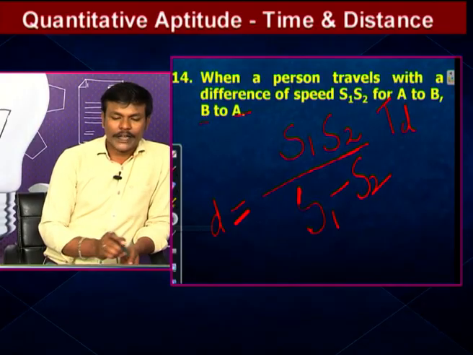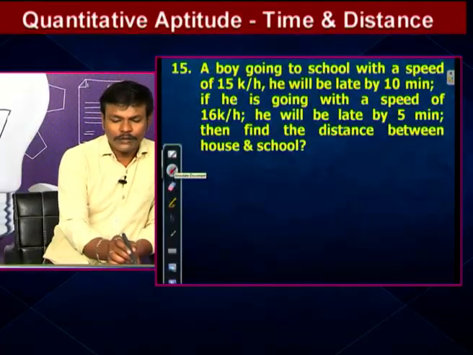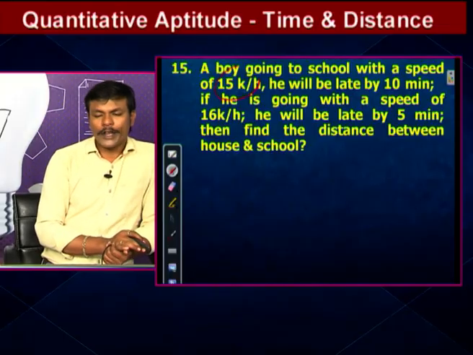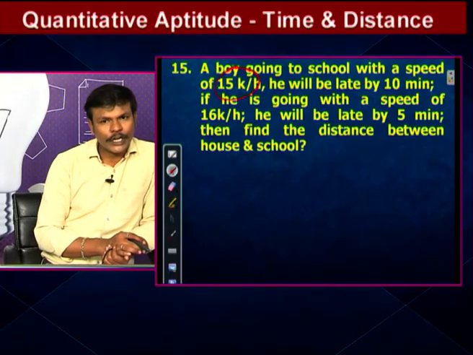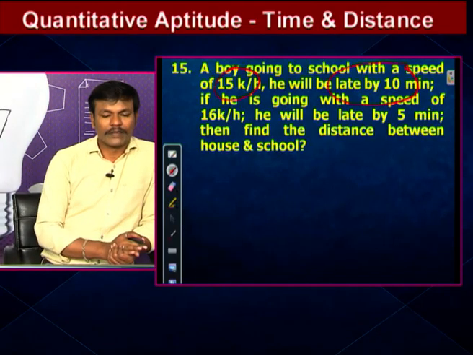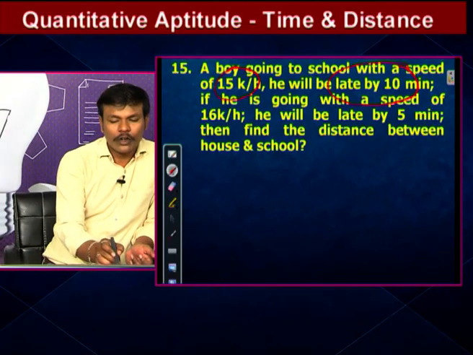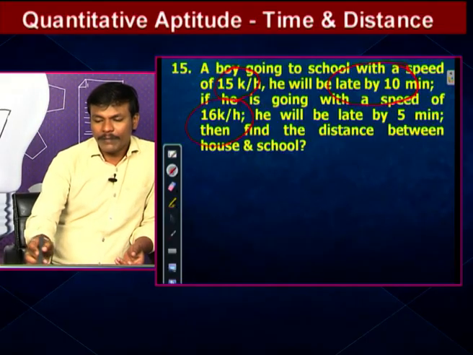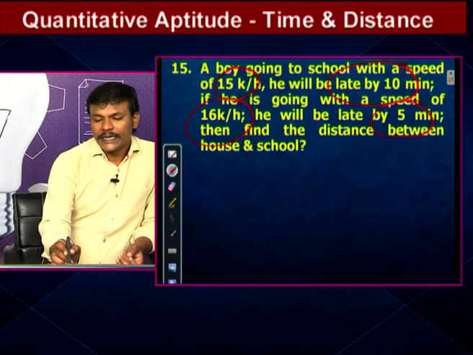So the next question is the same kind of question, from the application of the average speed. What is the application of the average speed? A boy going to school with a speed of 15 kilometers per hour is late by 10 minutes. If he is going with 16 kilometers per hour, he will be late by 5 minutes. You observe, there is a late.